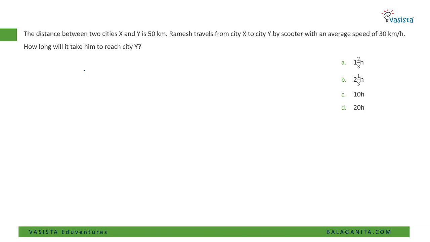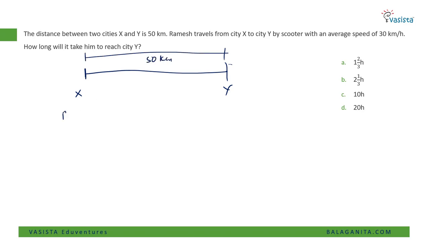So, what they have given is the distance between the two cities, X and Y, which is 50 kilometers. Ramesh is going to travel from X to Y by scooter at 30 kilometers per hour. So what we need to find is the time taken by Ramesh to reach from X to Y. It's a very simple one.